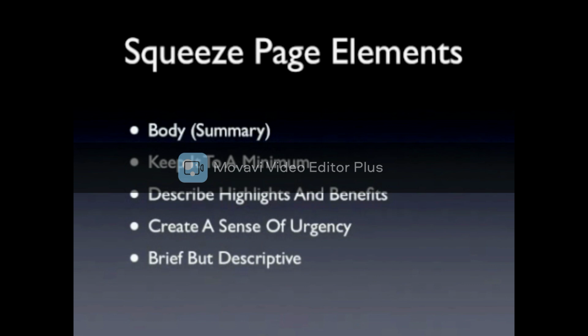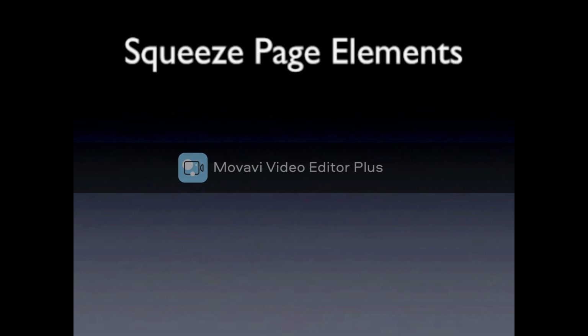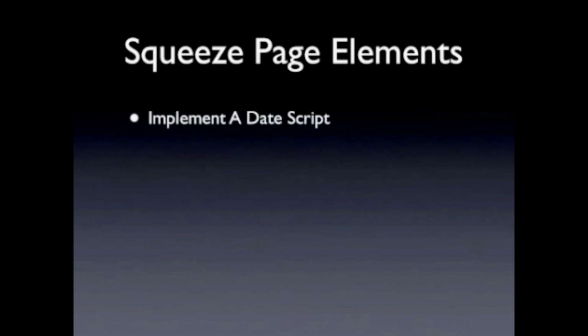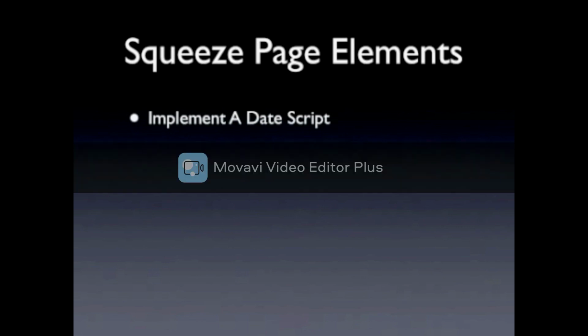I suggest implementing a date script so that your page looks current. You could also use date scripts to feature a timeline for when the offer is available before it's pulled, motivating your visitor to subscribe while the offer is still available. You can find free copy and paste scripts that will do this at dynamicdrive.com.